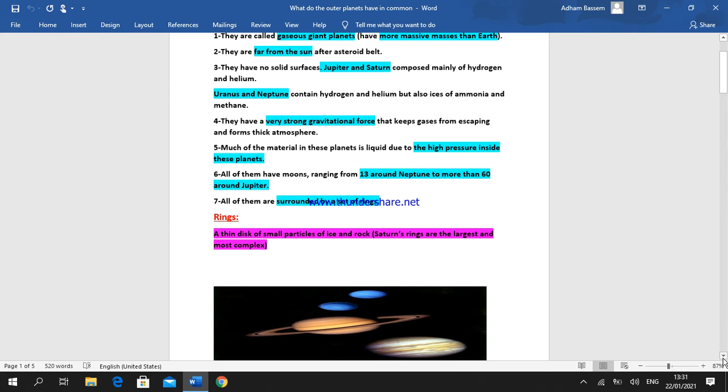They have no solid surface. Jupiter and Saturn are composed mainly of hydrogen and helium. Uranus and Neptune contain hydrogen and helium, but also ices of ammonia and methane. Number 4, they have very strong gravitational force which keeps gases and forms a thick atmosphere around them. All of them have moons, and all of them are surrounded by a set of rings. Much of the material in these planets is in a liquid state due to the presence of high pressure inside these planets.